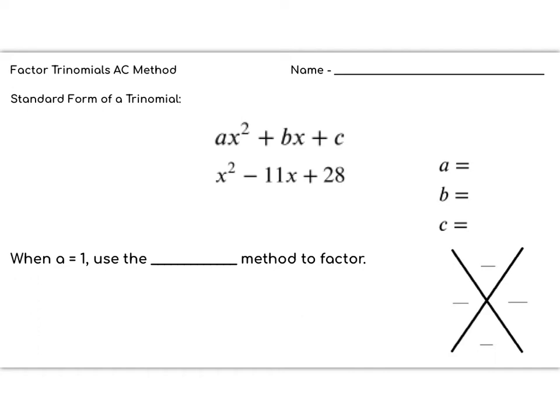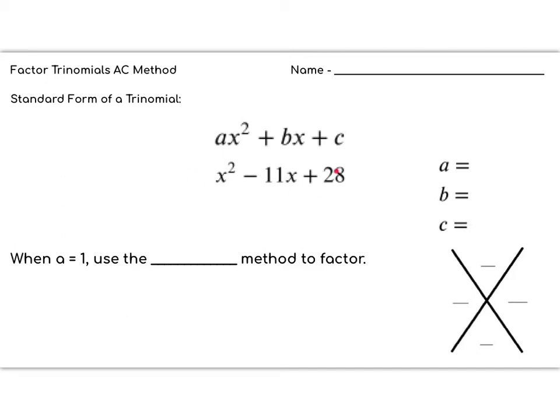To learn our next method of factoring trinomials, we are going to introduce and talk about standard form of a trinomial. Most of the trinomials we have dealt with are in standard form, we just haven't called it that. So standard form of a trinomial is a, that's a coefficient, times x squared, plus bx plus c.